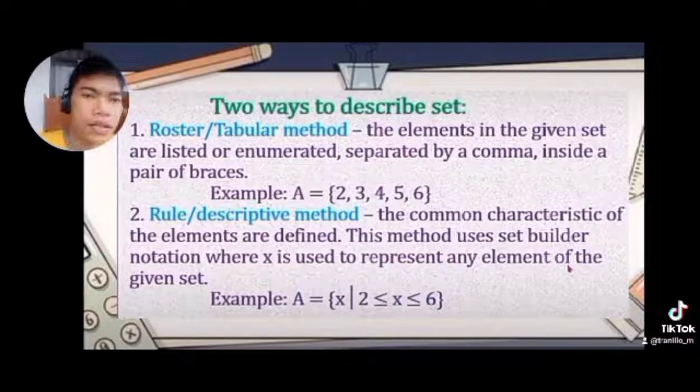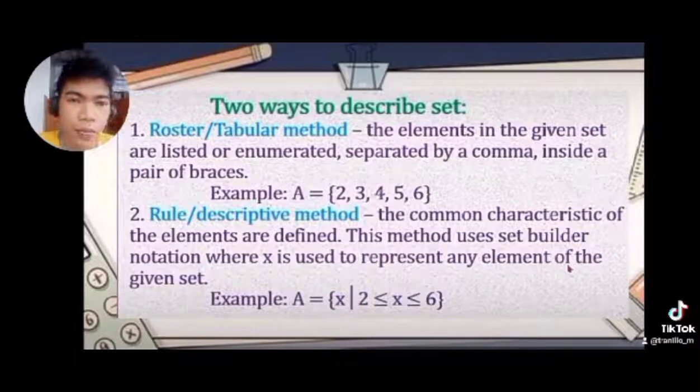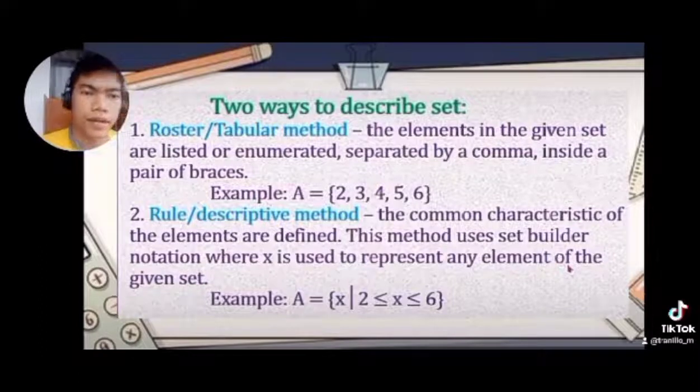The common characteristic of the elements is defined. This method uses set builder notation, where x is used to represent any element of the given set. Ito yung example na pangalawa, pareho lang naman po sa una, pero iba lang po yung pagkasulat. Ang pagbasa po nito ay: A has an element x such that x is greater than or equal to 2 but less than or equal to 6. Pareho lang naman po, di ba?